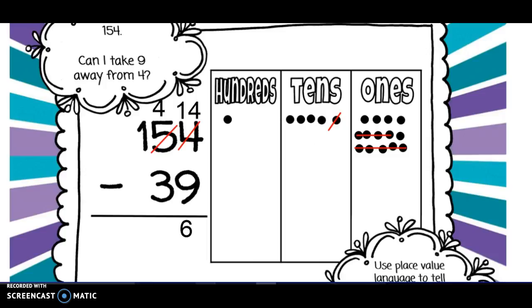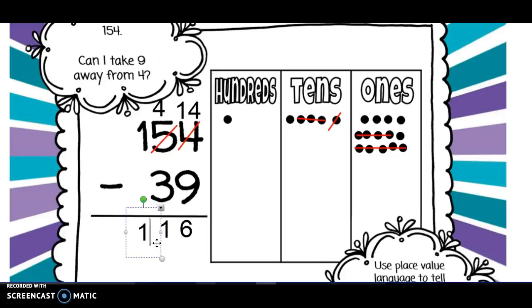So I'm going to come to my tens place and take away 3. There's 1, 2, 3. And that leaves me with 1 ten. So I'm going to put a 1 in the tens place. Then I'm going to subtract 0 from the 100s, and that leaves me with 1 hundred.